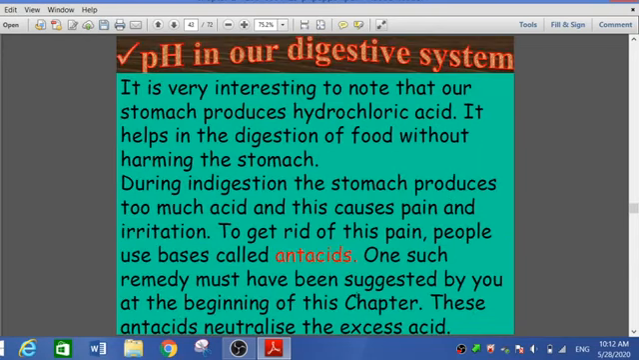Now pH in our digestive system is important. It is very interesting to note that the stomach produces hydrochloric acid with a pH of about 1.2. So it helps in the digestion of food without harming the stomach. During indigestion, the stomach produces too much acid and this causes pain and irritation.